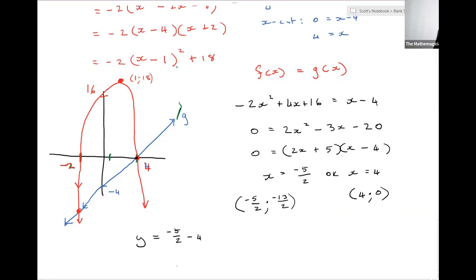Right. If you're wondering why my fractions are so amazing, I'll show you what I'm doing in my mind. I'm making that negative 5 over 2, so I'm making that negative 8 over 2, so it's negative 13 over 2. I'm just getting the same denominator and adding those things.